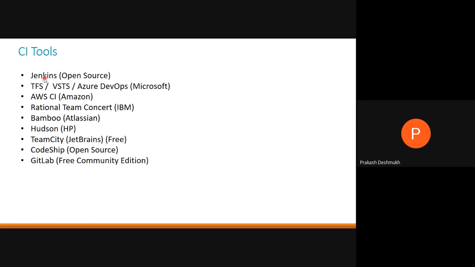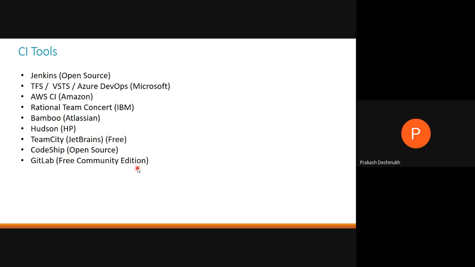Hudson, it is forked from Jenkins only. So there was only a single tool earlier, Jenkins, but later this was branched out and Hudson is taken from HP. But still it's free, I think, or at least community edition is free. And then TeamCity, it has a free community edition, it's from JetBrains. This is also being used by some of the clients. CodeShip, completely open source. And then GitLab, it has a free community edition.